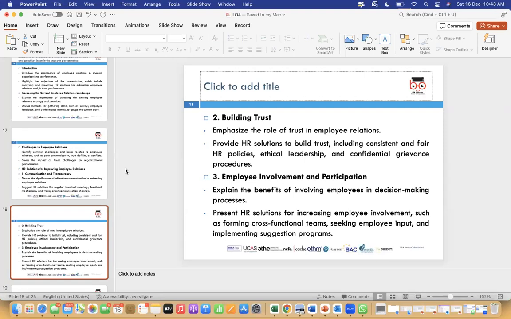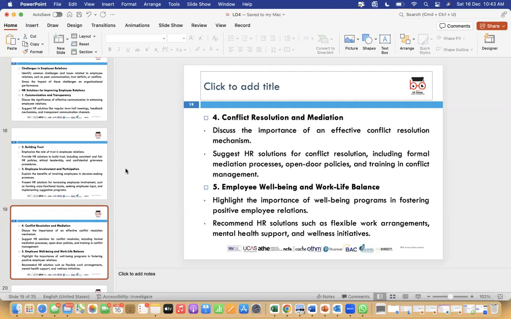Employee involvement and participation. Again, really important for employees to be completely involved in their job role, be satisfied, and continuously participate with the organization. Only then will they look at pushing through for the organization's goals. Conflict resolution and mediation. Important to resolve conflict in the start itself so that it doesn't go out of proportion. And there are different strategies you can use to make sure that conflict is resolved.